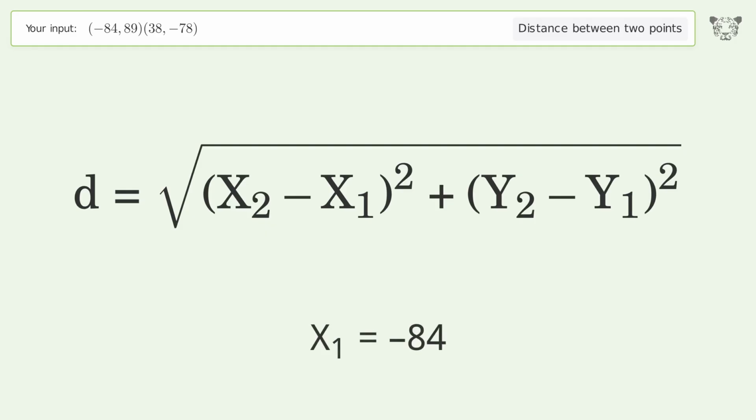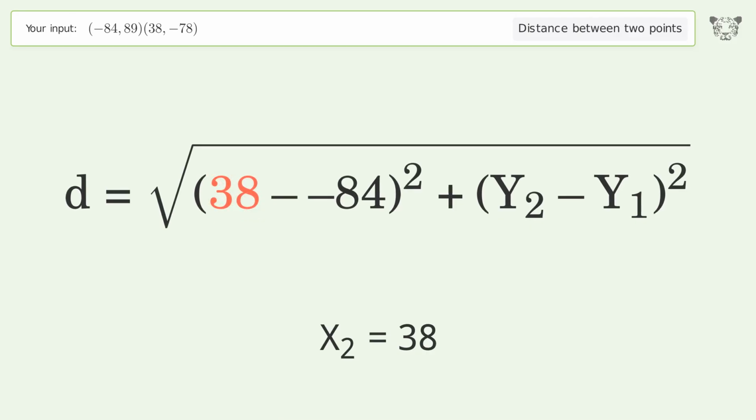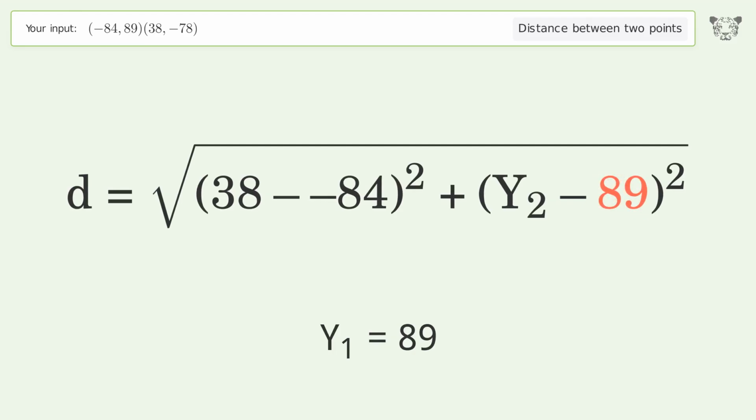x1 equals -84. x2 equals 38. y1 equals 89. y2 equals -78.